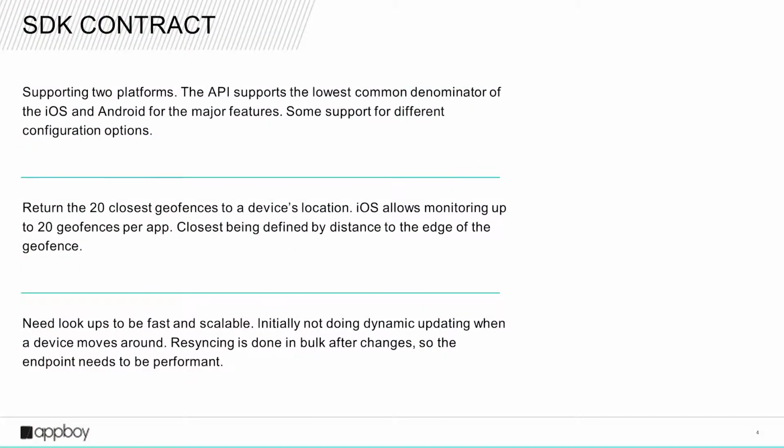So when the SDK talks to our API, what it's asking for is the 20 closest geofences to a device's location. So it does have to figure out where the device is initially, at least.